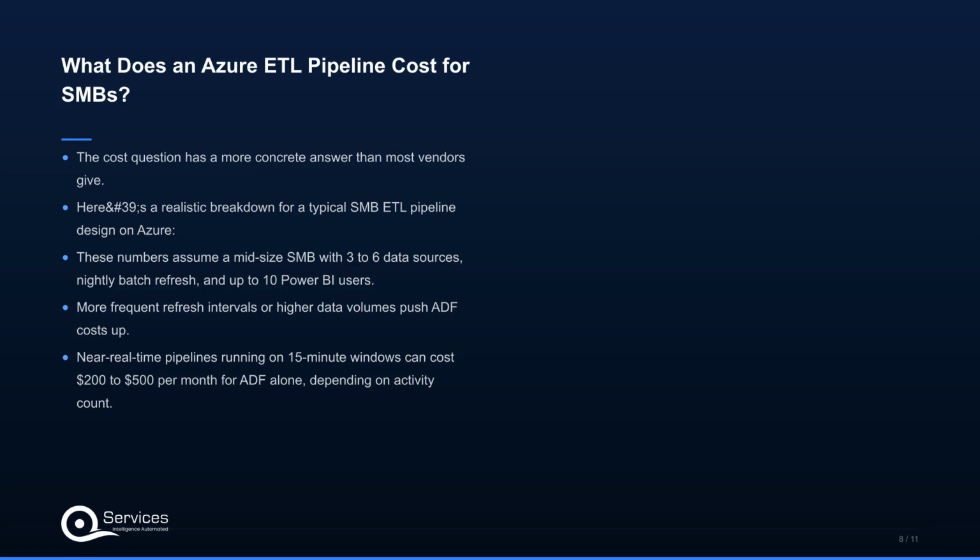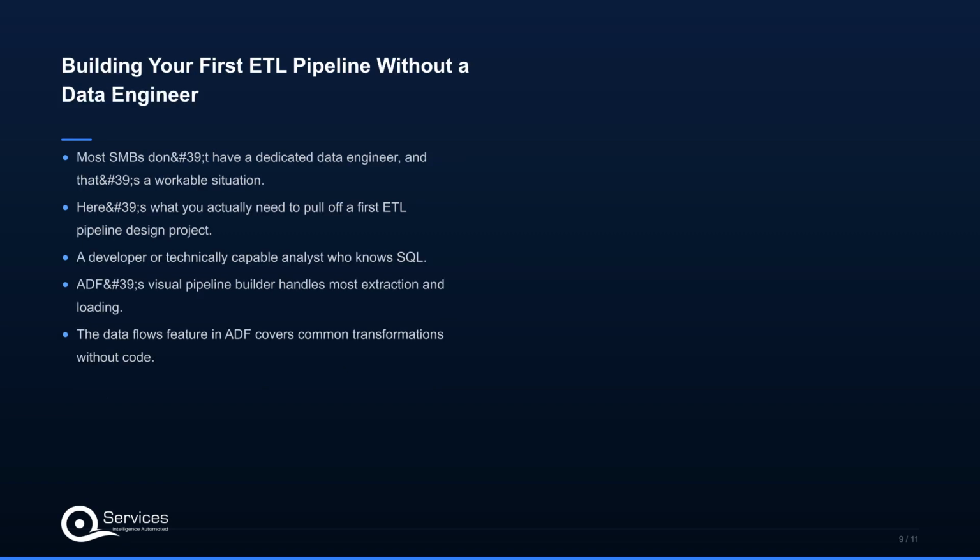More frequent refresh intervals or higher data volumes push ADF costs up. Near real-time pipelines running on 15-minute windows can cost $200 to $500 per month for ADF alone, depending on activity count. For SMBs already on Microsoft 365, Power BI Pro is often already in the budget. The real new spend is typically just ADF and the staging database, which most teams can run for under $150 per month to start.